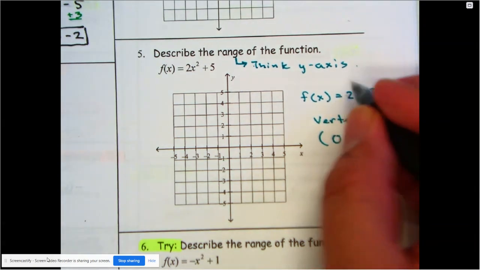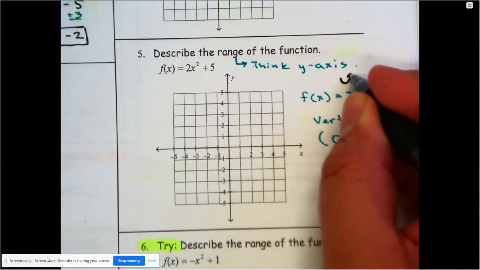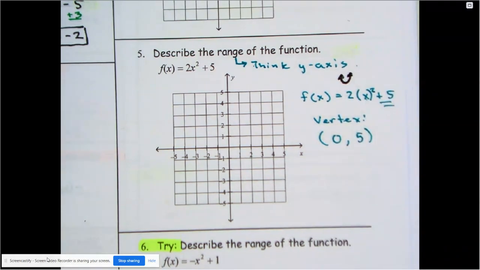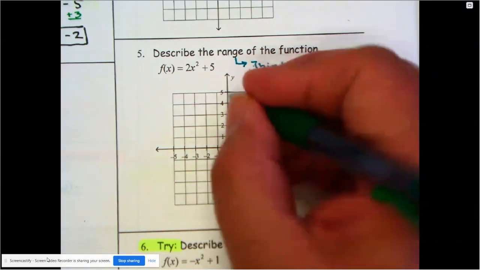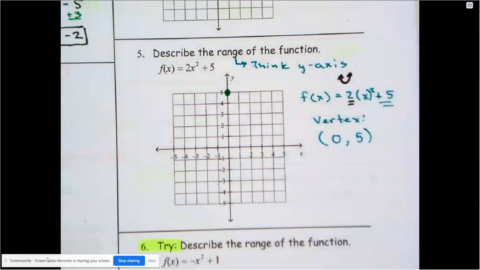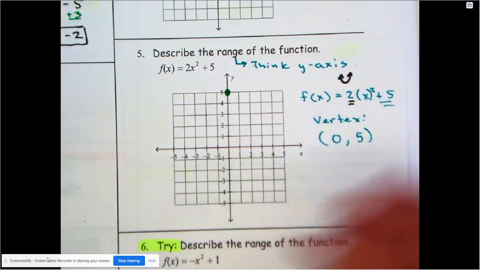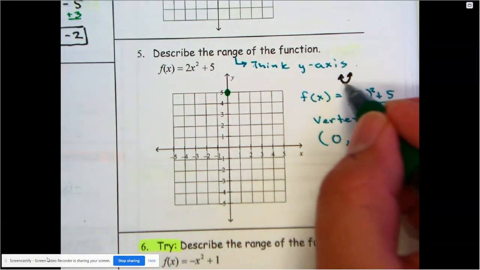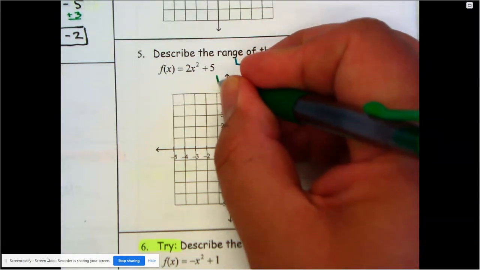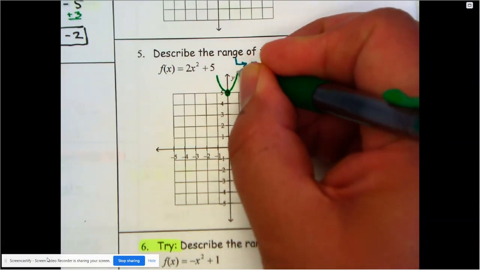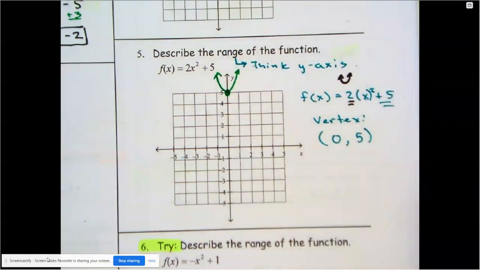This is a positive, so we're dealing with a parabola that opens up. And yes, we have a little bit of a vertical stretch, but let me show you how we handle that. When we do a vertex of 0, 5, then I go up 5. There's my vertex, 0, 5. We know we're dealing with the happy parabola, right? It opens up. And so we know it's doing this. We're not going to worry too much about the stretching, especially since I don't have any points to work with.